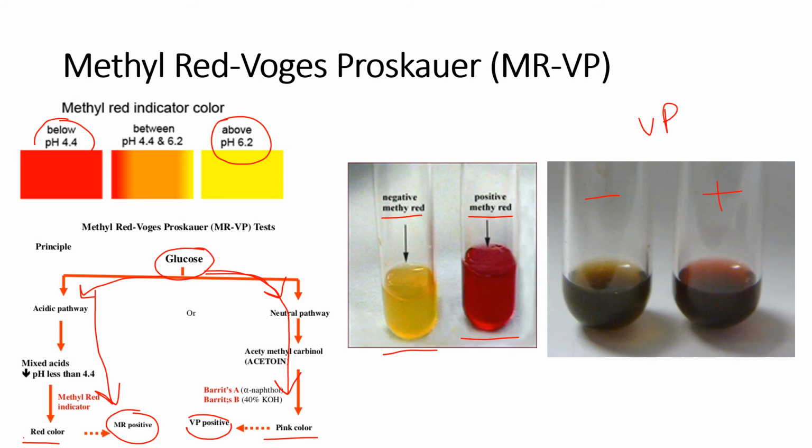And for organisms, they cannot be positive for both methyl red and VP because these two pathways are an either-or. The byproducts are either going to be acidic or they are going to be neutral. So a solution cannot be acidic and neutral at the same time.